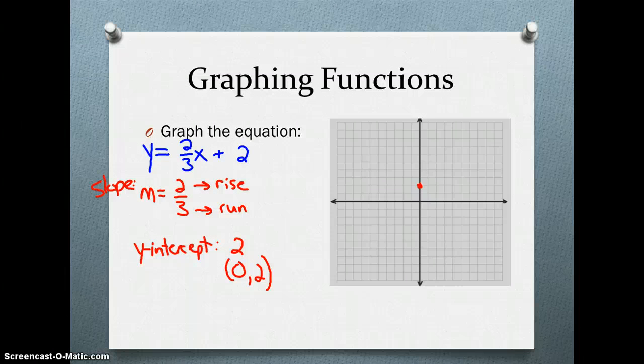We rise 2, 1, 2, and then we run 3, 1, 2, 3. So those are our 2 points. All we have to do is connect the dots. If you notice, we can go 1, 2, and then 1, 2, 3 again. We can keep doing that. We could also work back.